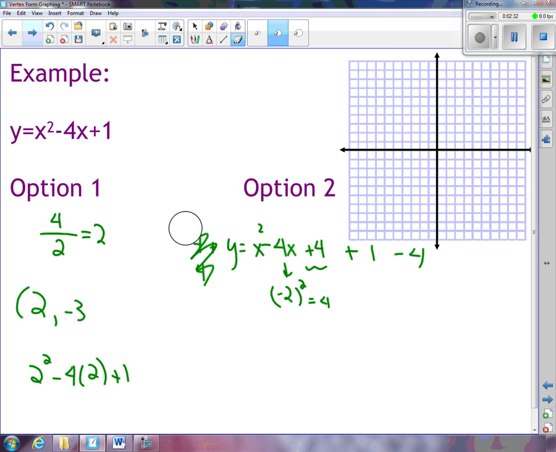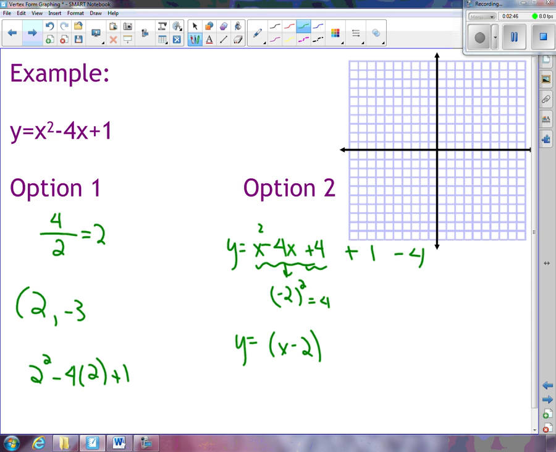So now we just have to rewrite this as something squared. Try to factor just this portion of it. It's always just like it used to be when we were completing the square. It's always x and then that number. So it's x minus 2 squared plus 1 minus 4, which is just negative 3. And now you can easily see that the vertex of this is 2, negative 3. Either way, you get the point 2, negative 3 as your vertex.